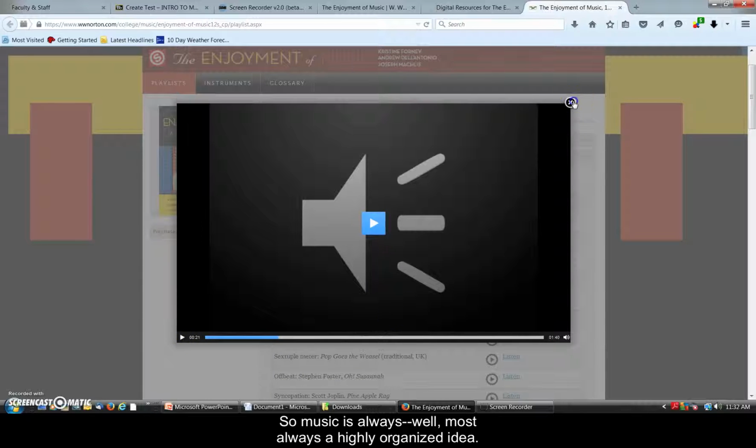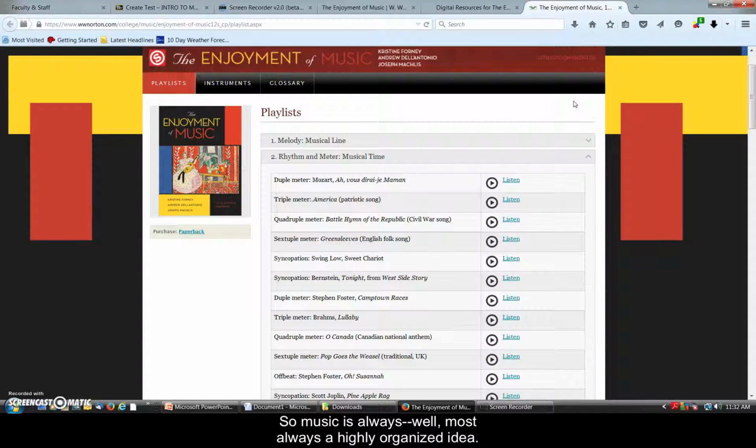So music is always, well, most always, a highly organized idea. We don't really even talk about random occurrence in music until we get well into the 20th century. So rhythm and melody are our two most important features of music. We're going to get into some other organizing features of music here in just a moment.